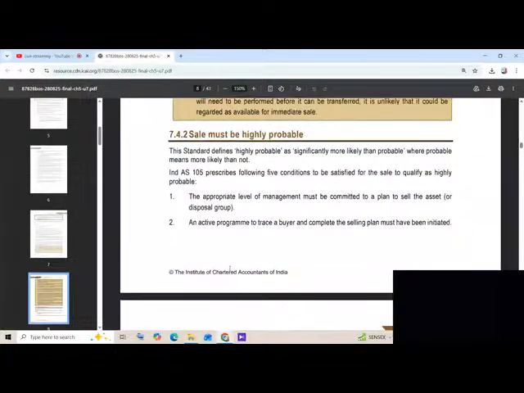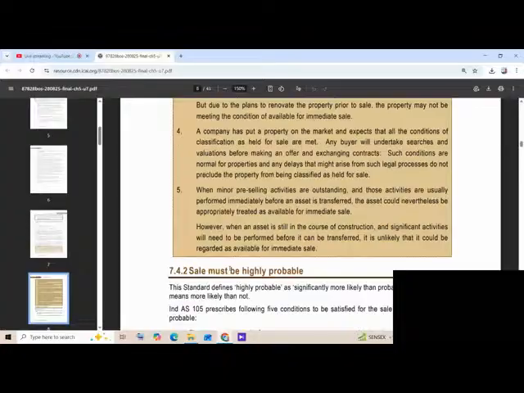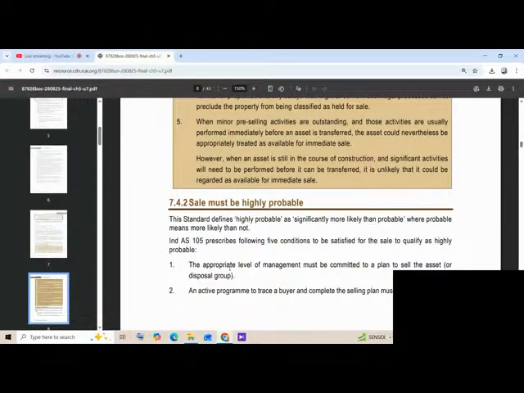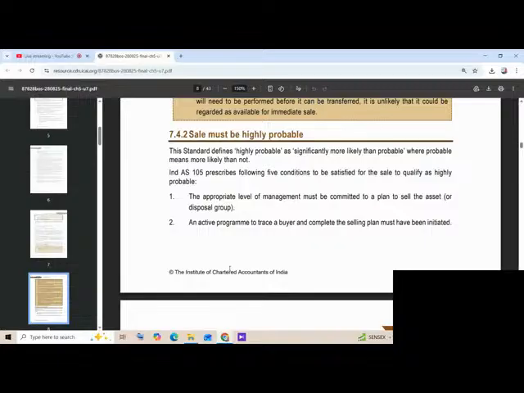Sale must be highly probable. The standard defines highly probable as significantly more likely than probable, where probable means more likely than not. In addition, it requires the following five conditions to be satisfied.